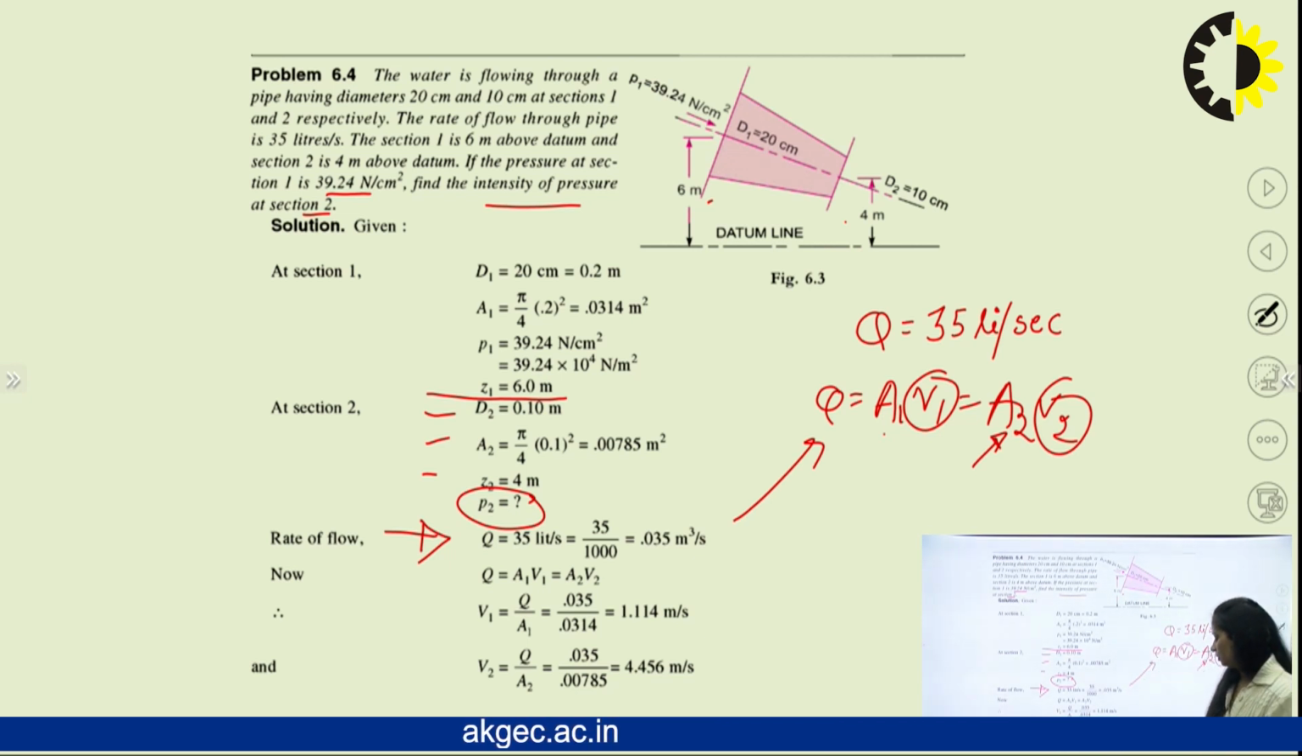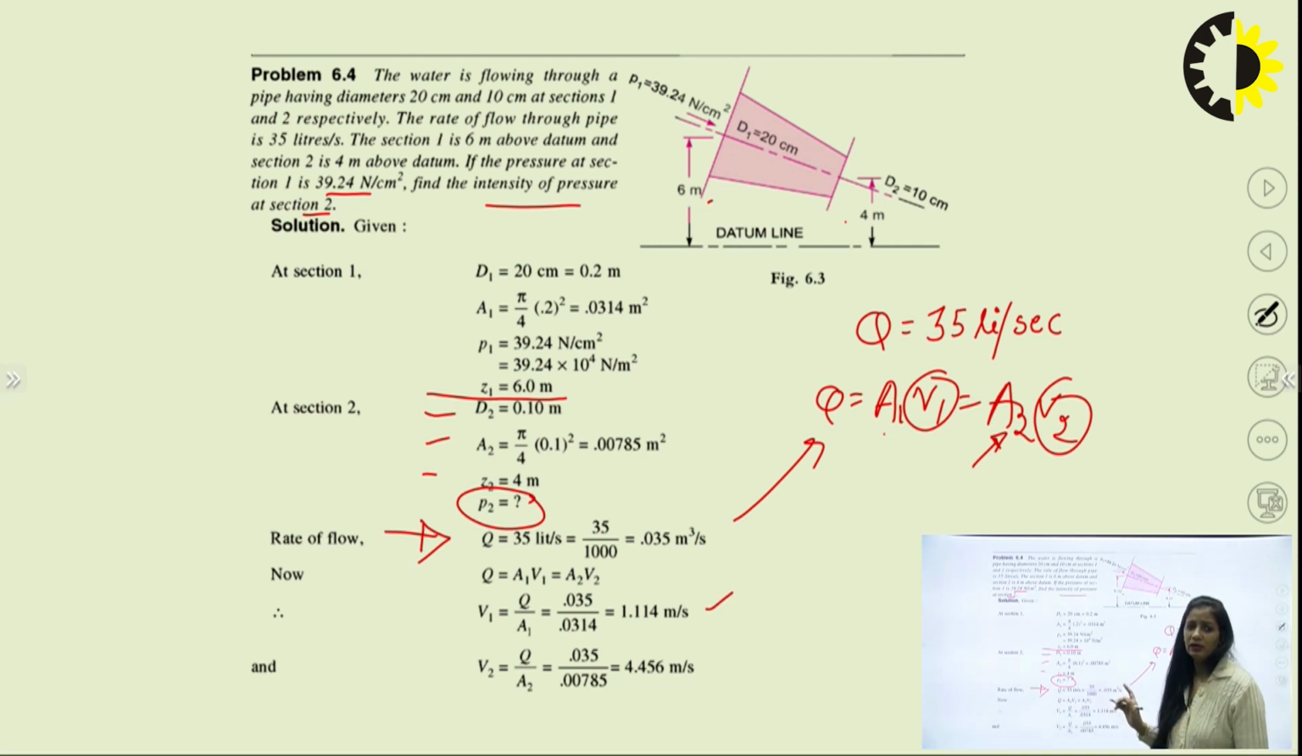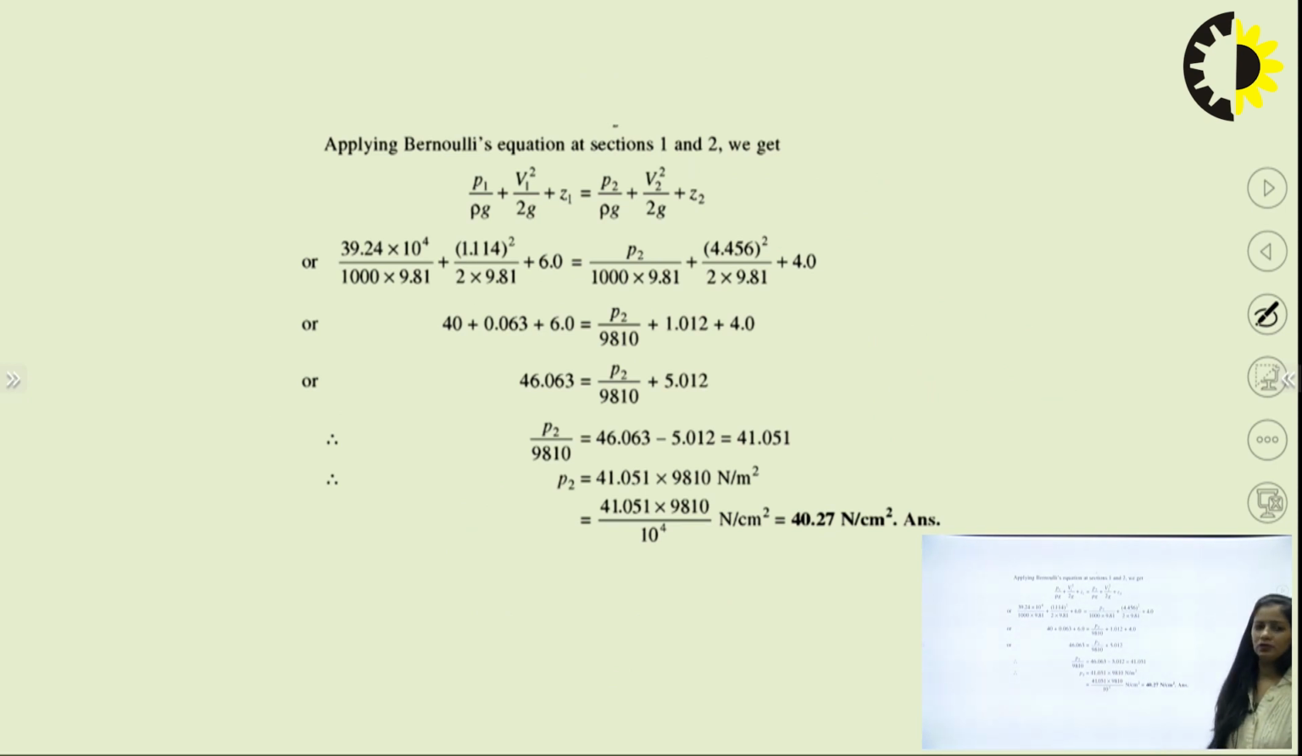Now just put all those parameters in the formula. You are going to get V1 as 1.114 meter per second and V2 as 4.456 meter per second. Now you know very well what V1 and V2 are. Now apply the Bernoulli equation at section 1 and section 2 simply. Just put the equation.